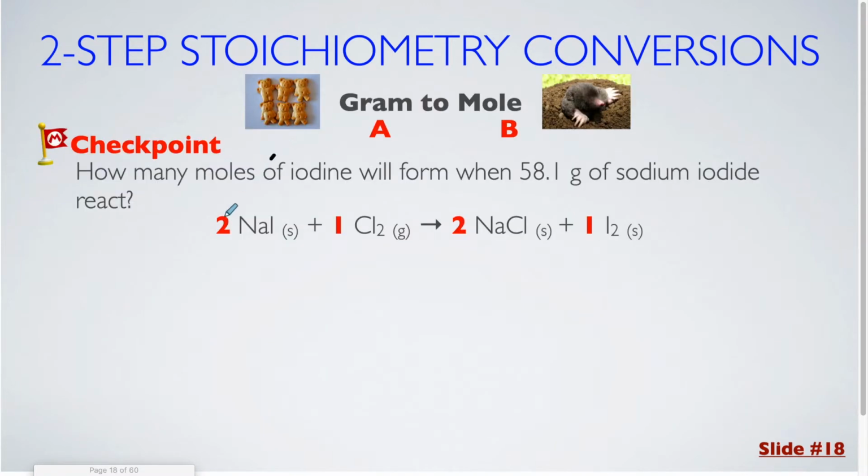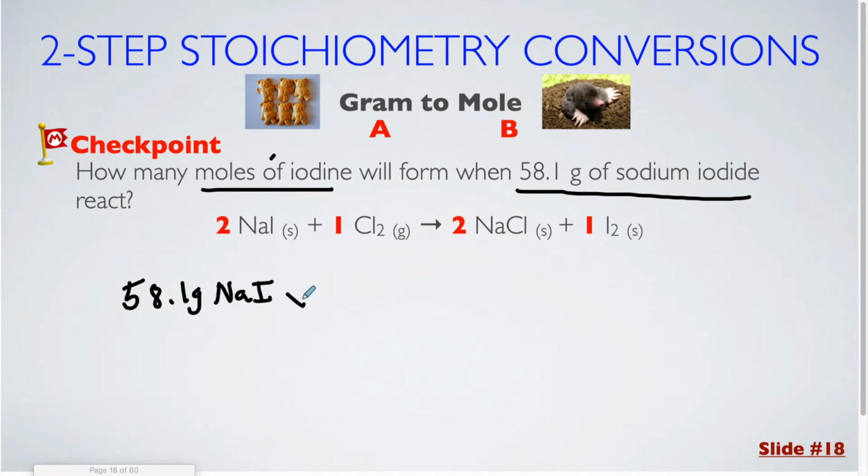For our first checkpoint question, we are starting with 58.1 grams of sodium iodide, and we are trying to find moles of iodine. So since I am starting with one substance and going to another, and it's not moles to moles, this is going to be a two-step conversion. I start by writing out the 58.1 grams of sodium iodide, and I know that this is going to be a two-step conversion.